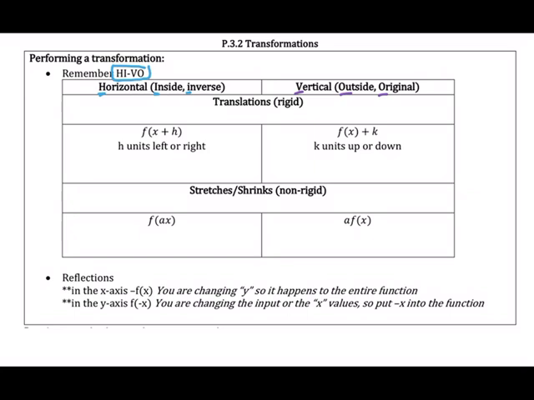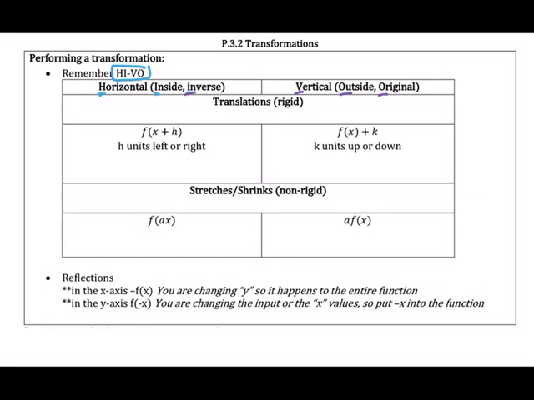And what do I mean by that? I mean, for vertical, if it says +5, that means up 5. That is what you think it should be. As opposed to horizontal, if it says +5, it actually means not 5 to the right, but 5 to the left. So it's the opposite of what you think, or the inverse of what you think it should be.